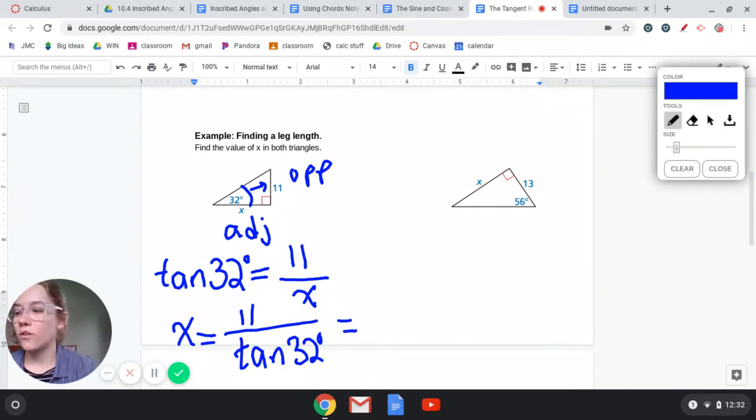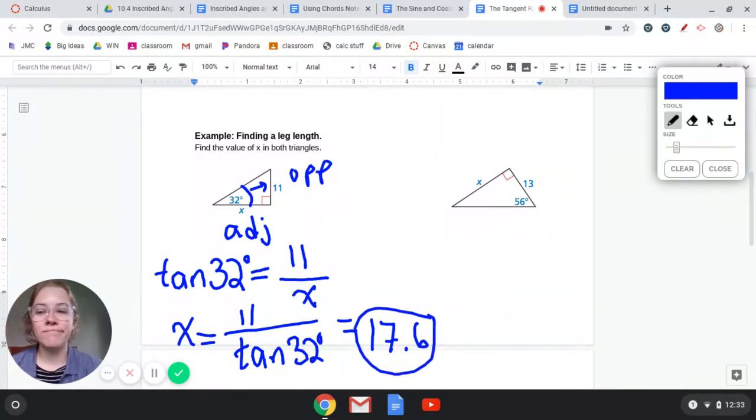And now it's a calculator game. So I type in my calculator, 11 divided by, I find the tan button, tangent of 32, and you get 17.6. And then you check, is that reasonable? Yeah, it's a little bit bigger than 11. Could be reasonable. All right, and that's what x equals.